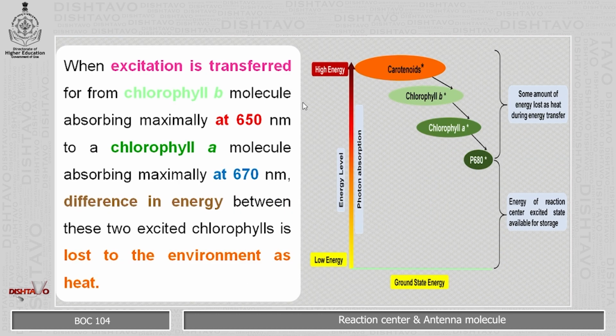When excitation is transferred from a chlorophyll B molecule here at 650 nanometer to a chlorophyll A molecule, which is absorbing at 670 nanometer, the difference between the chlorophyll B and the chlorophyll A is lost to the environment in the form of heat. So because chlorophyll B has high energy and chlorophyll A has lower energy, they shift from high to low energy by transferring that extra energy as heat.